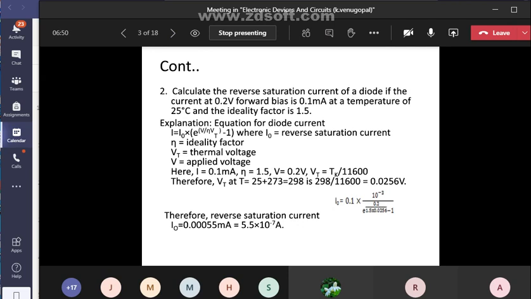The next problem is: calculate the reverse saturation current of a diode if the current at 0.2 volts forward bias is 0.1 milliamperes at a temperature of 25 degrees centigrade, and the ideality factor is 1.5. Here the ideality factor is eta, so eta equal to 1.5. We need to calculate the reverse saturation current I naught.